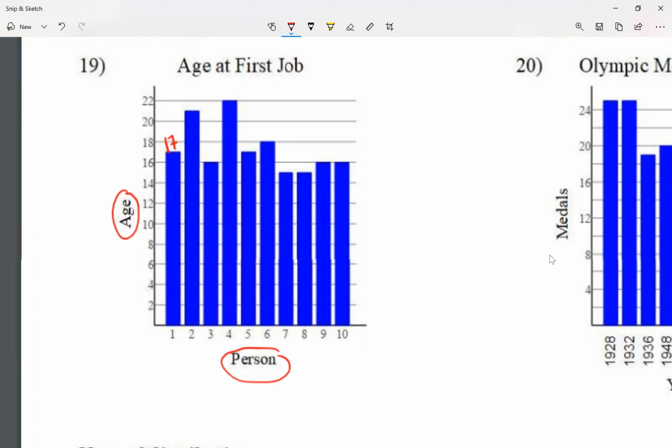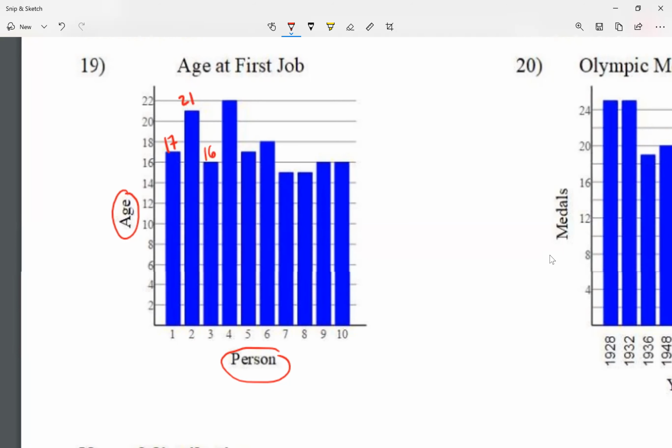Now look at person number 2. The height of this bar, not the person, the height of this bar, notice how it's in between 20 and 22. The values that I'm getting, 20 and 22, are the values on the left. So the height of the bar for person 2 is between 20 and 22. So wouldn't that be number 21? Bar number 3, you guys see the height of bar 3 is 16.